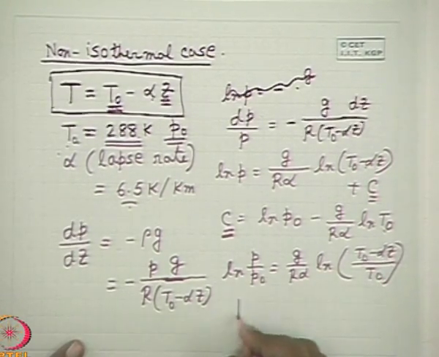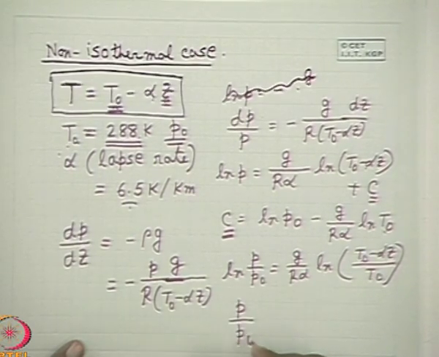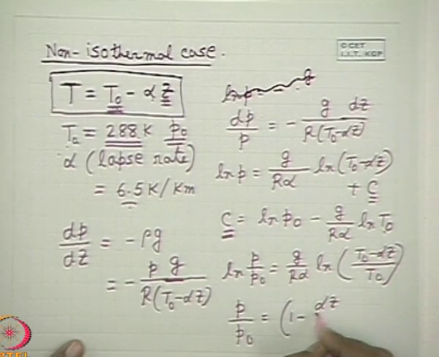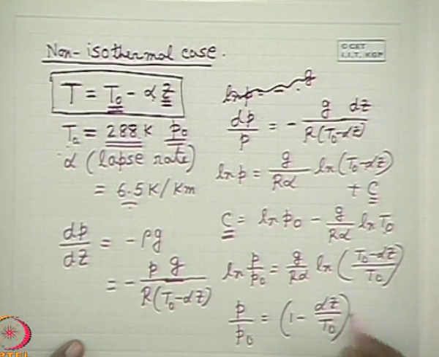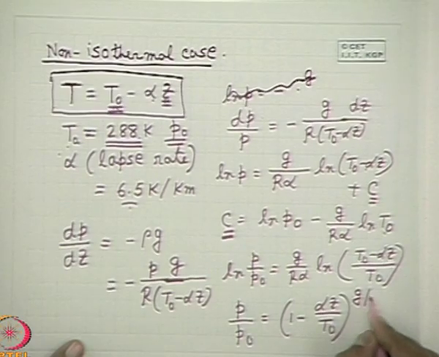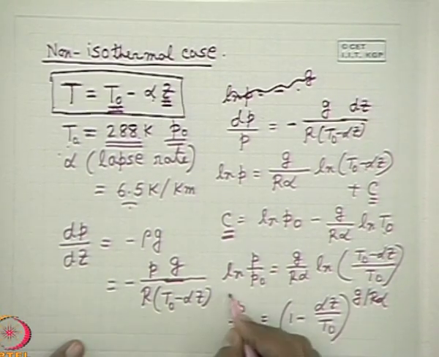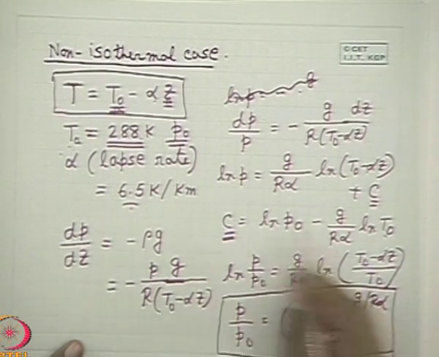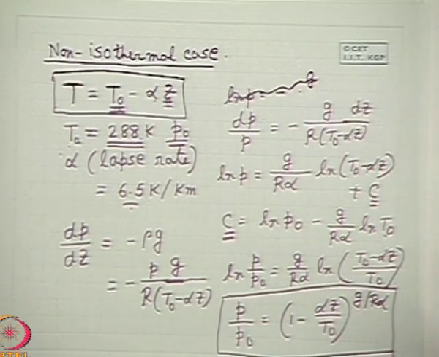This ln I can remove and keep it in terms of alpha Z by T0 within the bracket raised to the power g by R alpha. That means this gives a power law type of variation. So, this is nothing but simple mathematics. Well, any difficulty? All right.